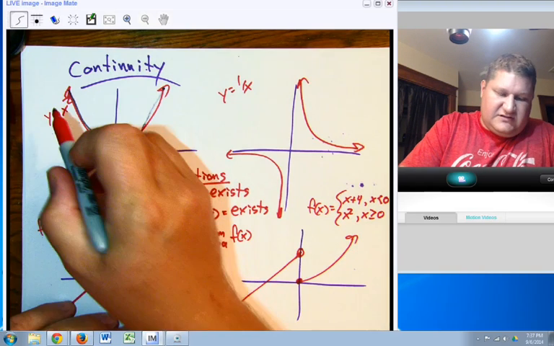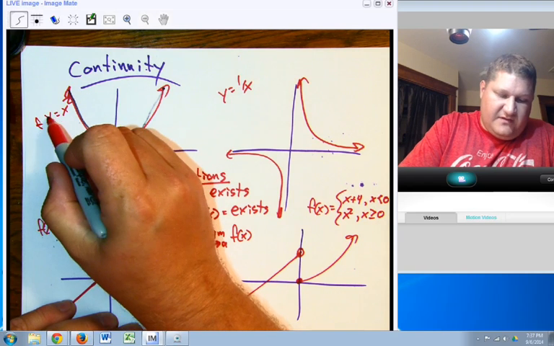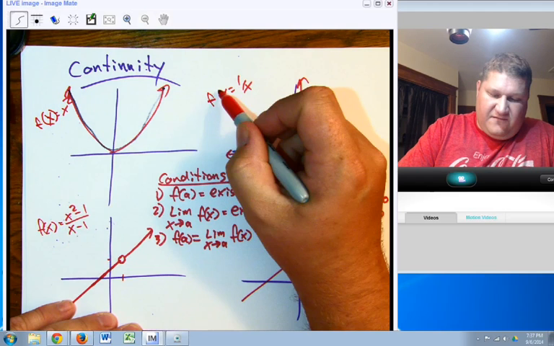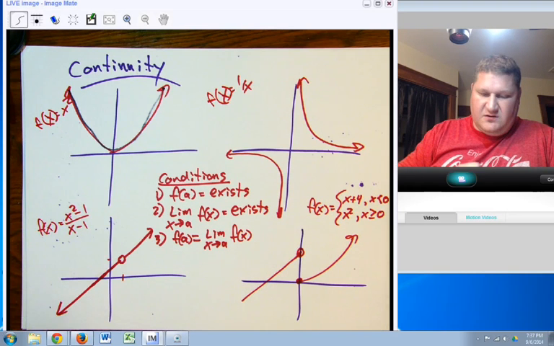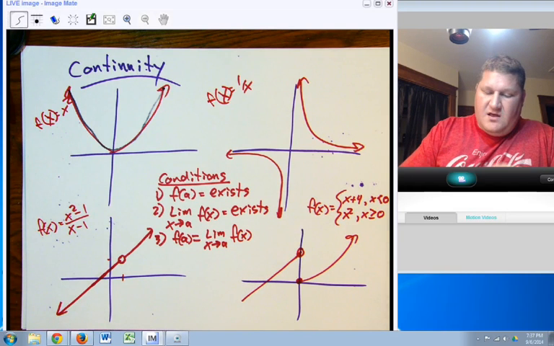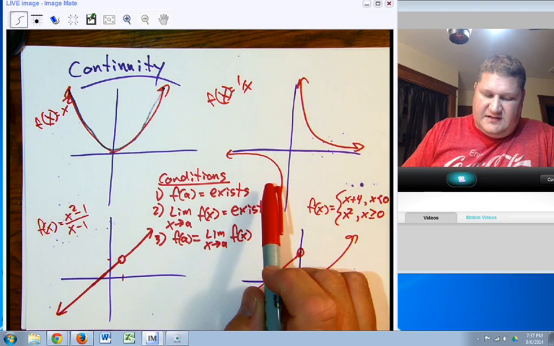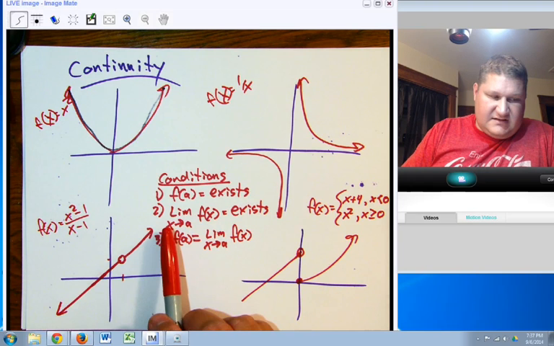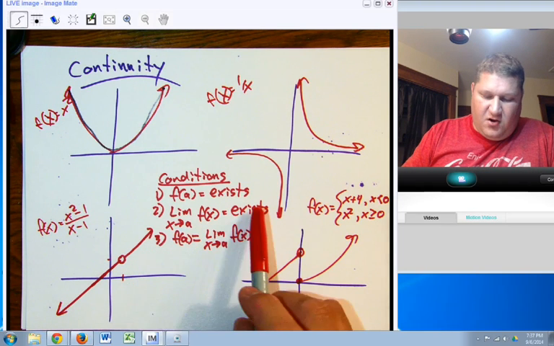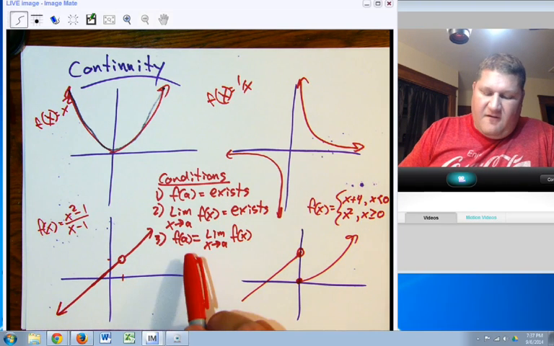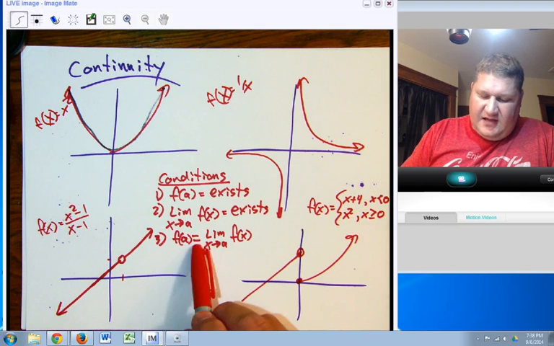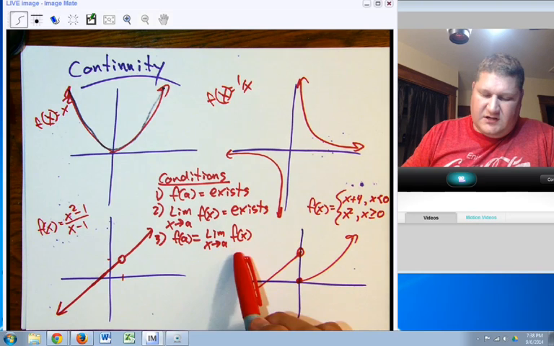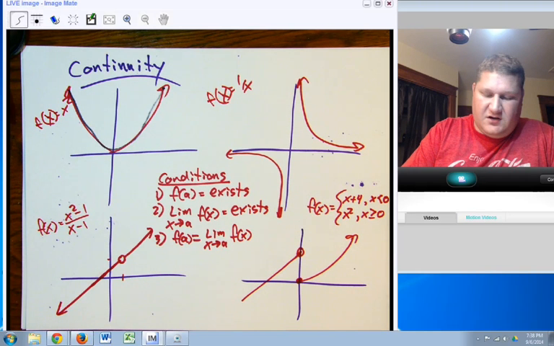Now you'll notice I have y up here. Let's change that to f of x. And here's y, so let's change it to f of x because that's something we do on a regular basis. So f of a exists. The next one is that the limit of f of x as x approaches a also has to exist. Finally, f of a equals the limit of f of x as x approaches a. Those three conditions must be met for there to be continuity.